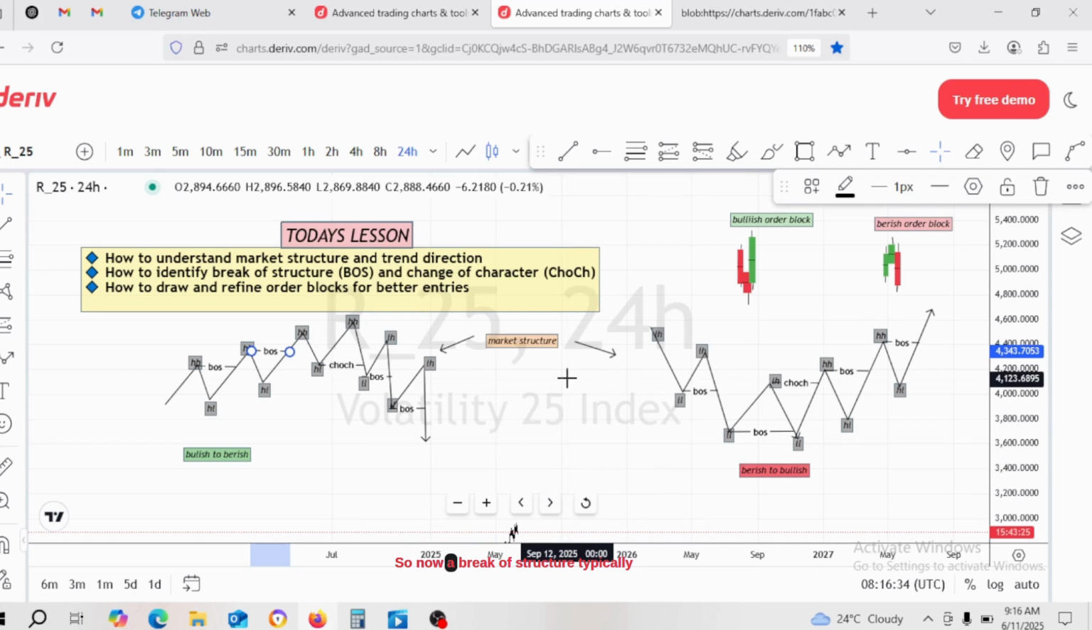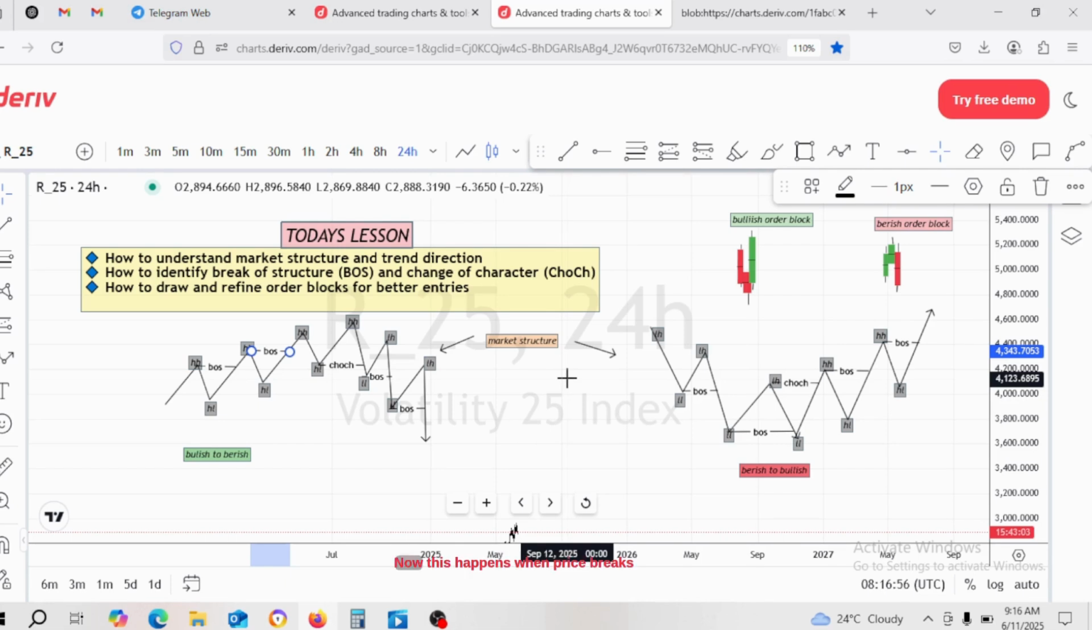So now a break of structure typically means when the market continues in its trend. So now if we are in a higher trend, we expect every higher high to be broken and every higher low to be respected. Is that clear, guys? So now let's move over to change of character, which is ChoCh. That is the smart money language.